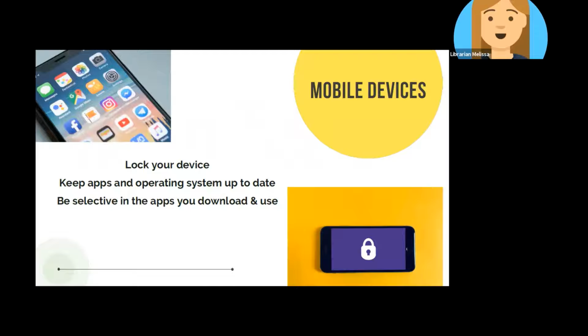The next best practice for mobile devices is to keep the operating system and apps up to date. Apps and operating systems are updated to fix bugs or errors in the software, as well as to provide critical security updates. If you take nothing else away from this class, keeping your apps and operating systems on your mobile devices and computer up to date is an easy and effective way to keep your data more secure.